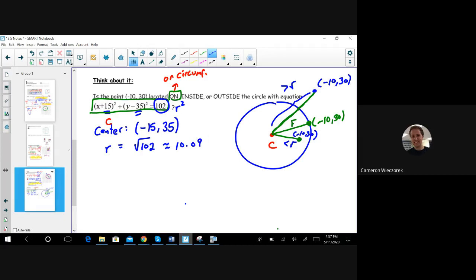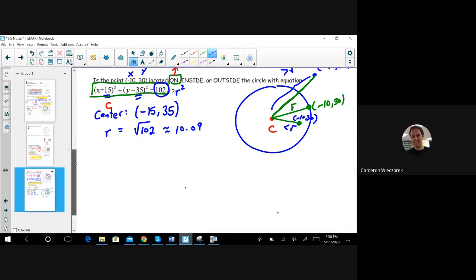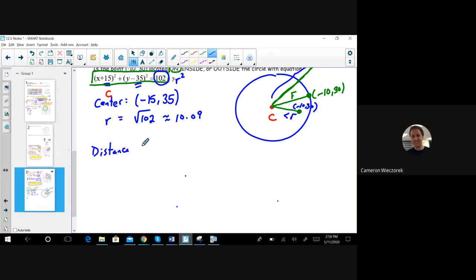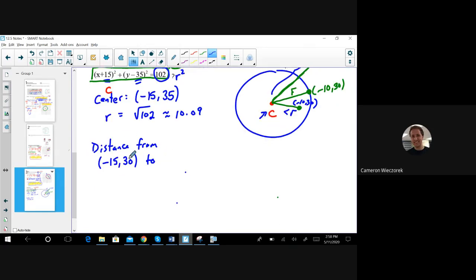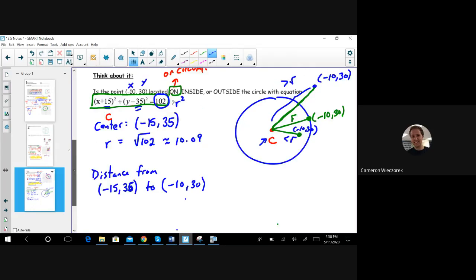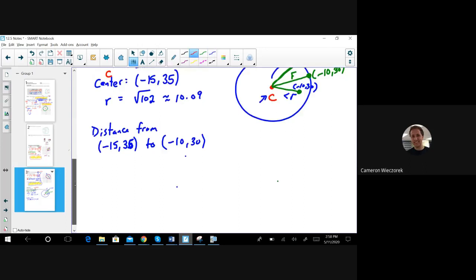So what you got to do is you got to figure out the distance from the center to this point. We're just going to call it xy. Distance formula. So I've got to look at the distance from the center in red, -15, 35, to the green dot, which they told me was -10, 30. I'm sorry, this is 35. There we go. So I'm just going to do a little distance formula on this.